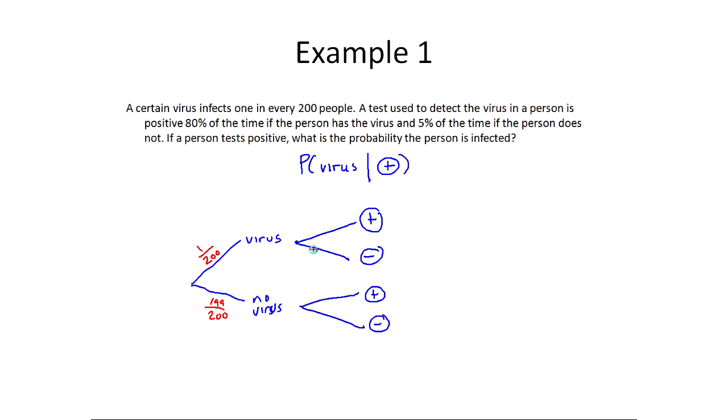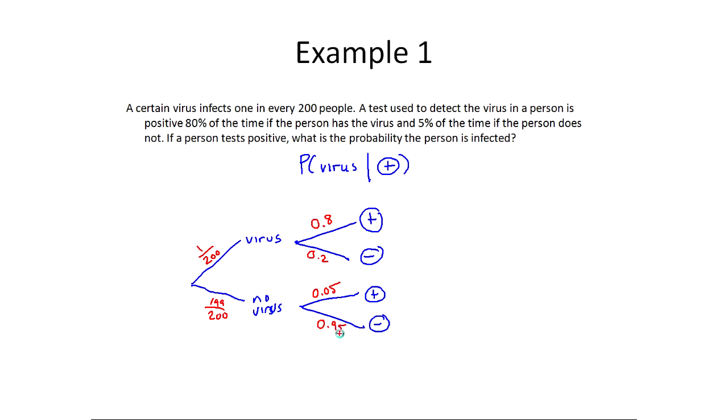Okay, now the test is used, and it says again, detected virus in a person positive 80%. So I'm scanning this: if the person has virus, positive 80% of the time. That means it incorrectly says negative 20% of the time. That's important. All right, and it says 5% of the time the person does not. So it's going to say positive 5% of the time, even if the person doesn't have the virus. So no virus, 5% chance you'll be given a positive, 95% chance you'll be given a negative.